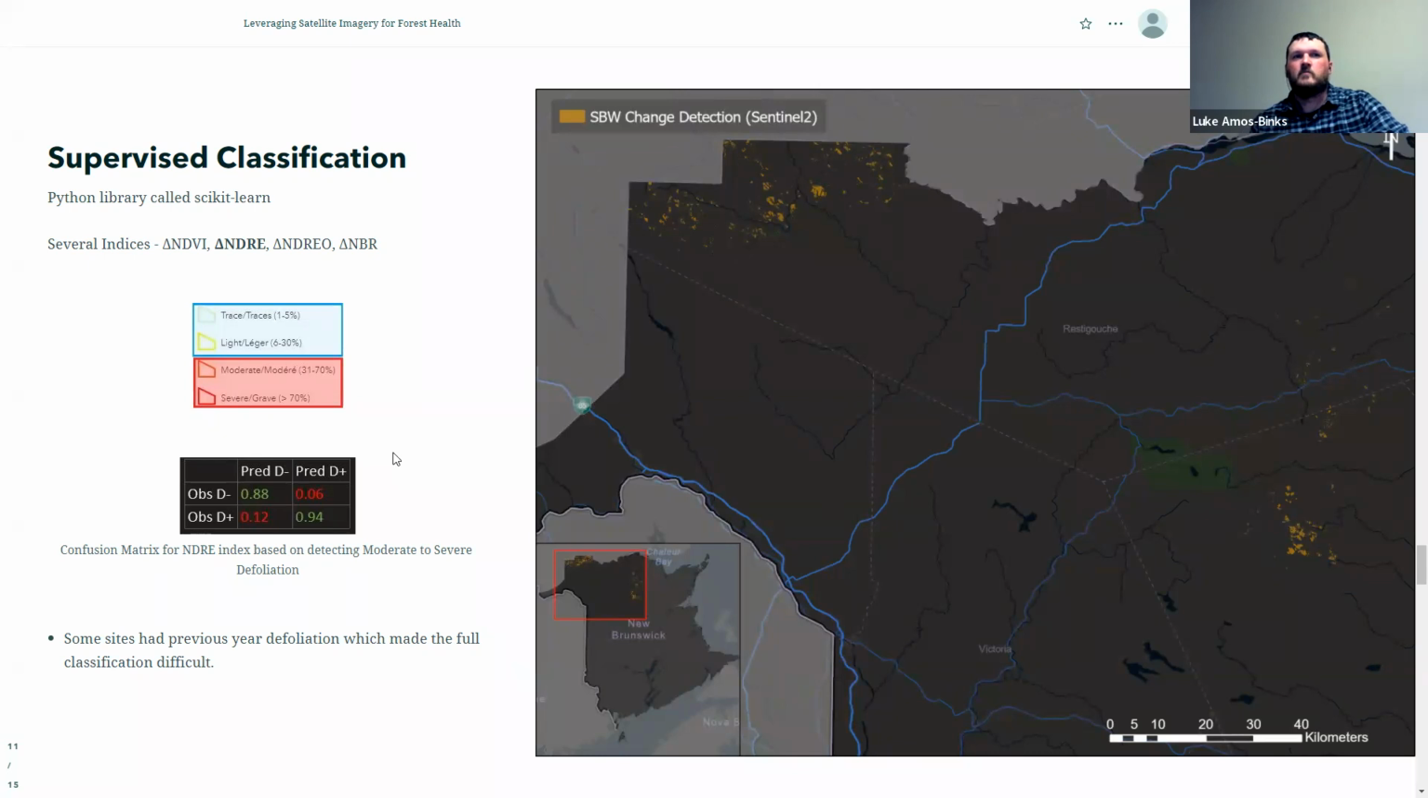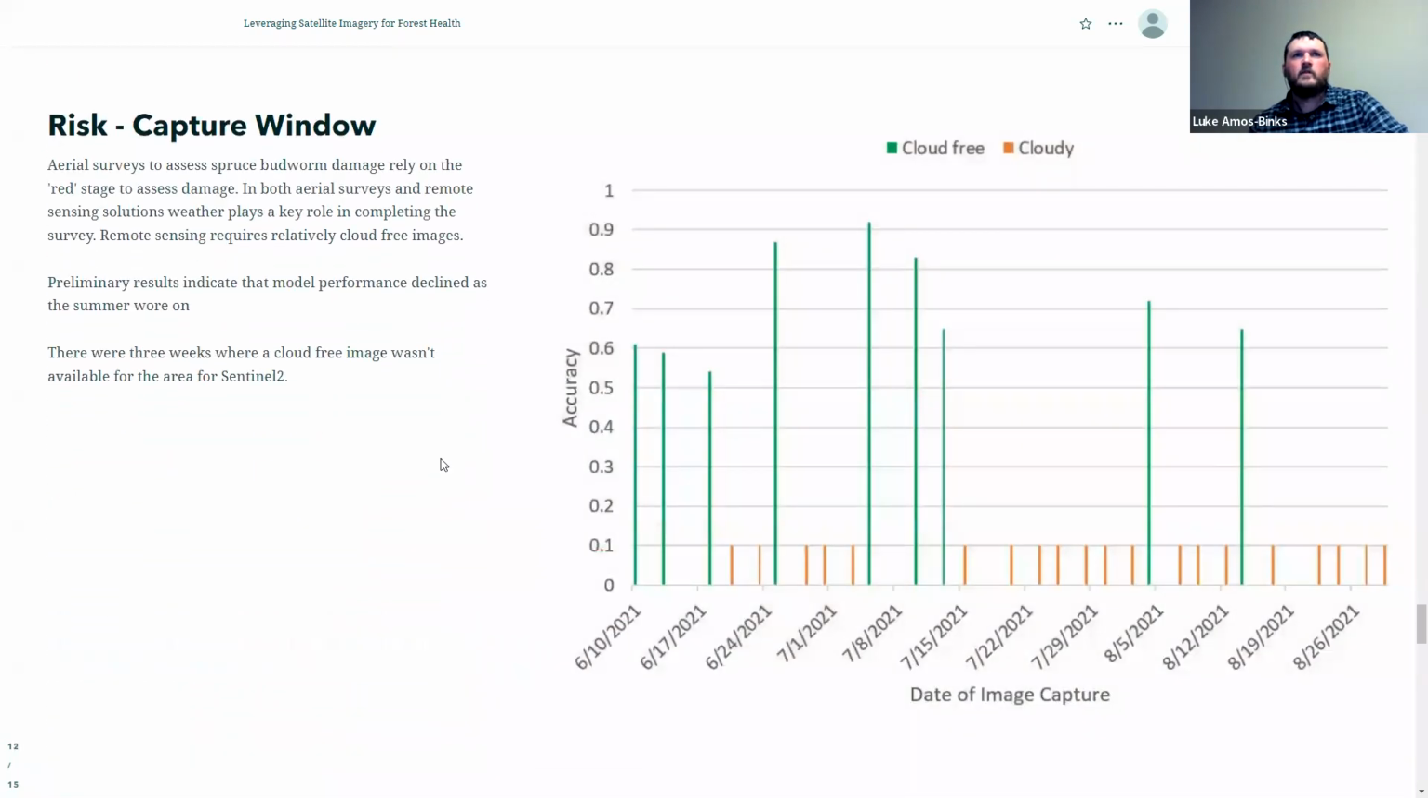And in some sites we had previous year defoliation, so that might have made some of the data a little bit messier and caused us some trouble getting that classification. And one thing you've always got to consider in any of these aerial surveys or remote sensing is your capture window and how weather might impact actually being able to complete this survey. Remote sensing really relies on a cloud-free area of interest.